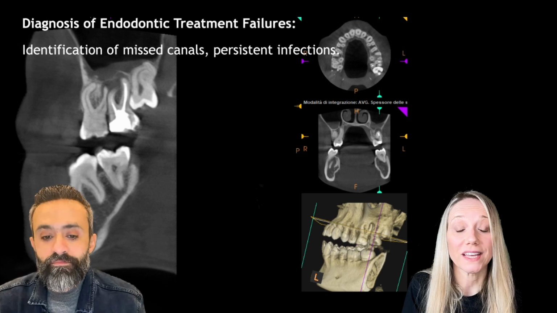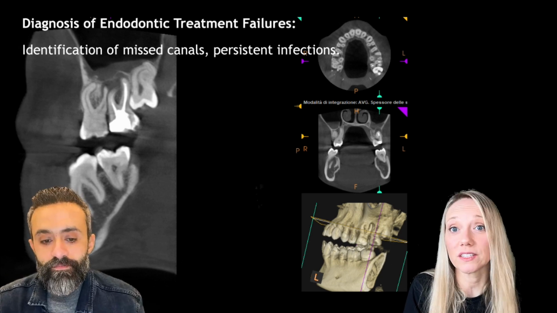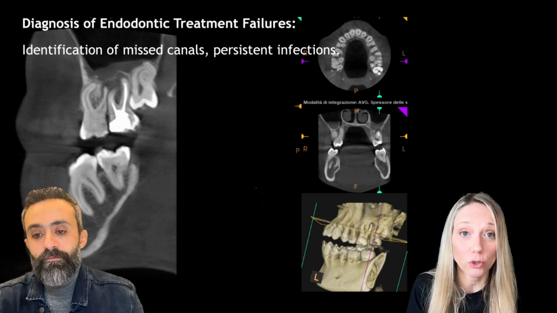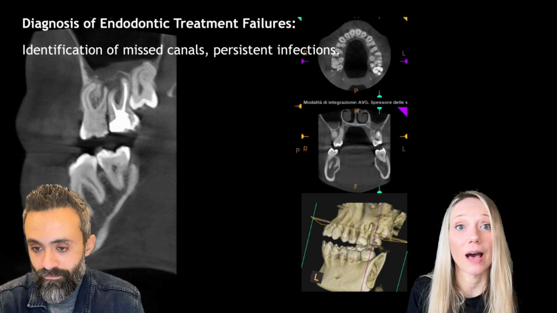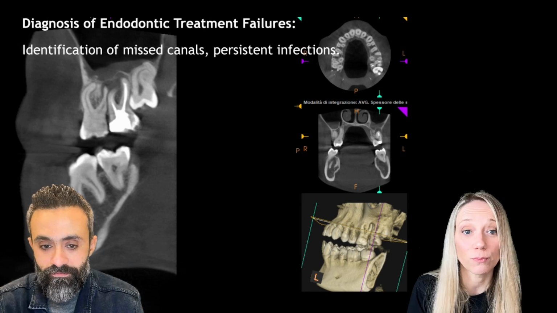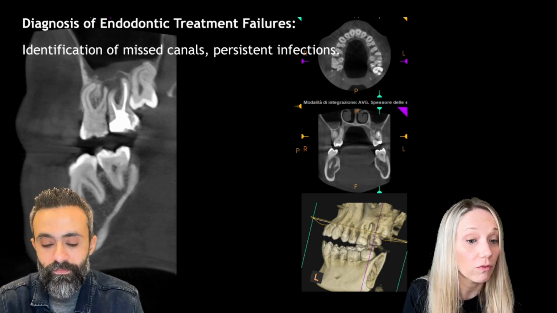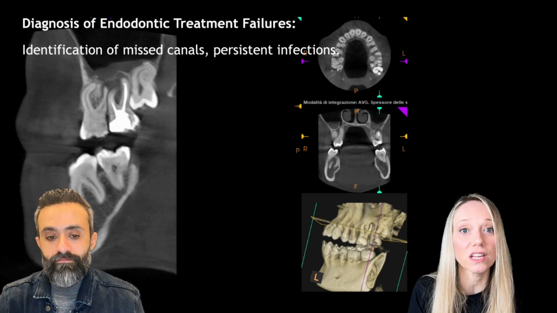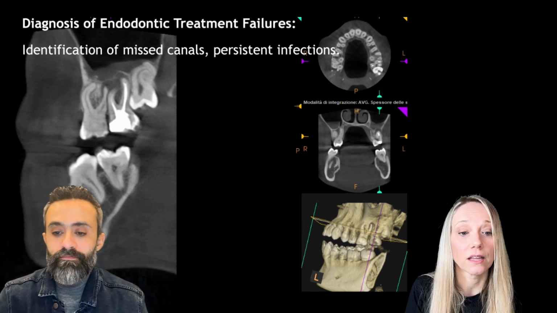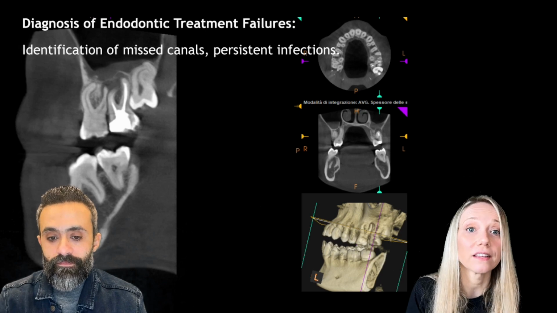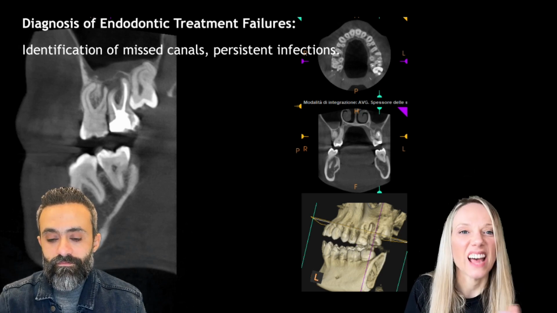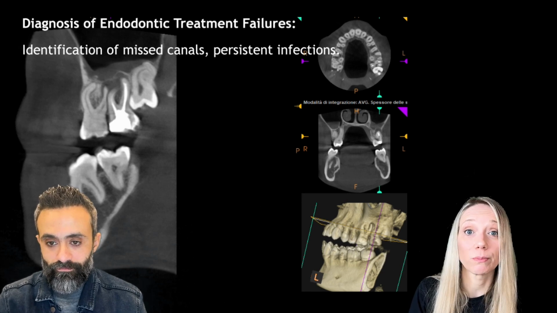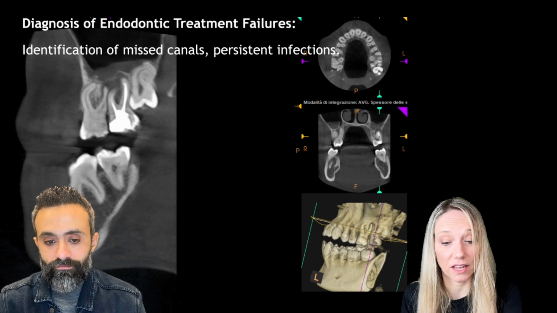So maybe we can see the reason why there is this persistent infection. We can see if there is some missed anatomy, as in this case, a typical upper molar with a missed mesiobuccal canal. And so, of course, CBCT is extremely indicated in these cases because it can help us see the quality of the filling, maybe the mishaps that happened during the previous treatment, etc. So it can be an extremely valuable tool in these cases.